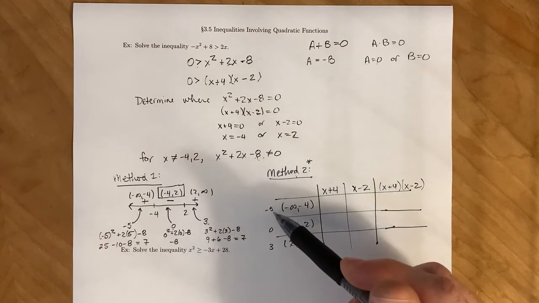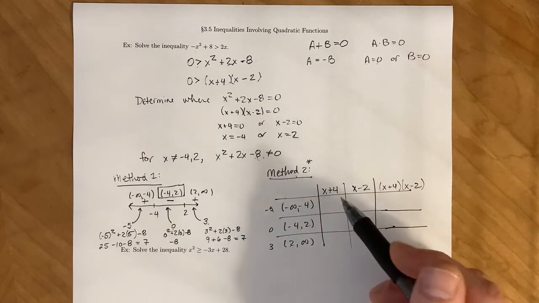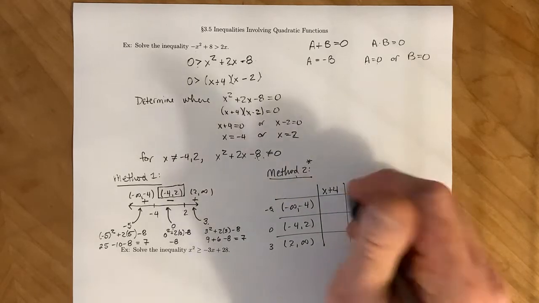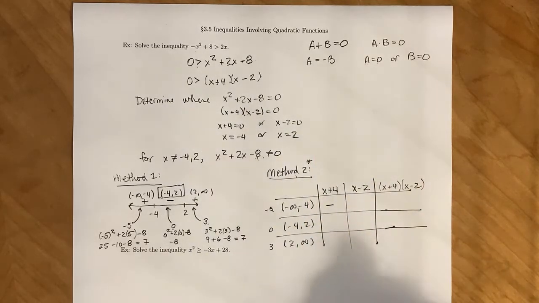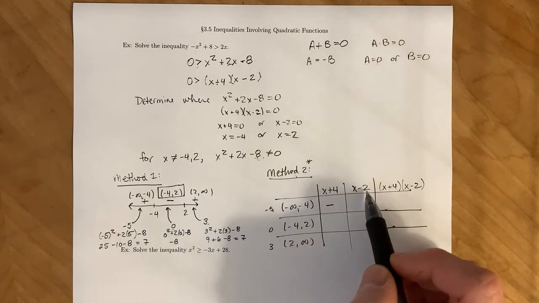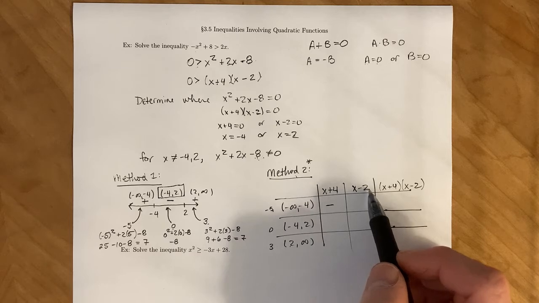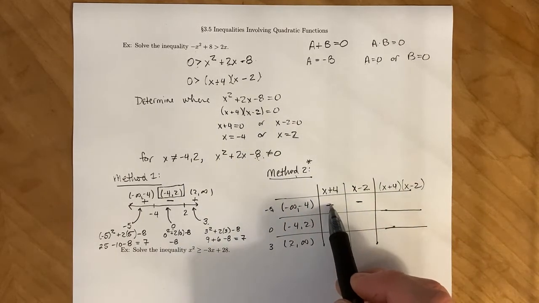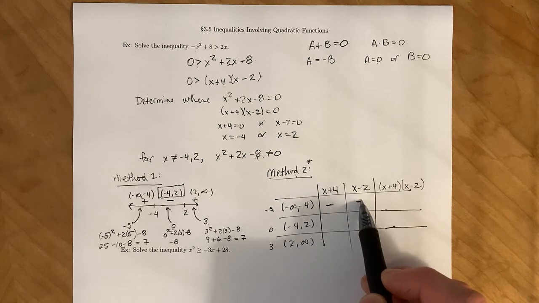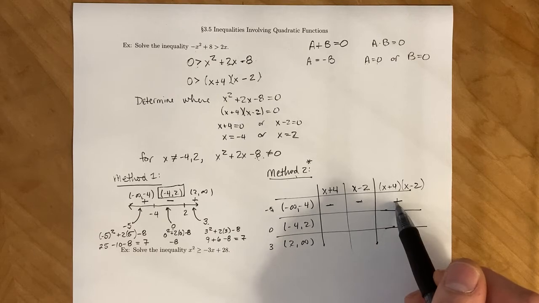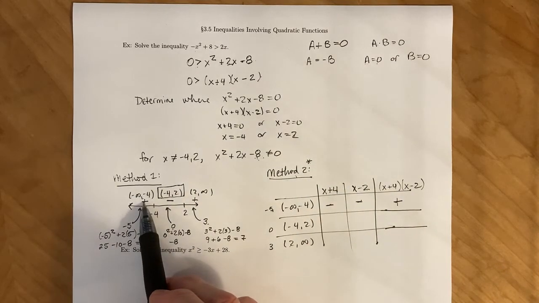And again, you're going to take -5 and see what happens when you add 4 to it. That gives us -1. And so that result is negative. If you take -5 and subtract 2 from it, you get -7, which is a negative number. And when you take a negative times a negative, you end up getting a positive. So this plus right here corresponds to this plus right here.